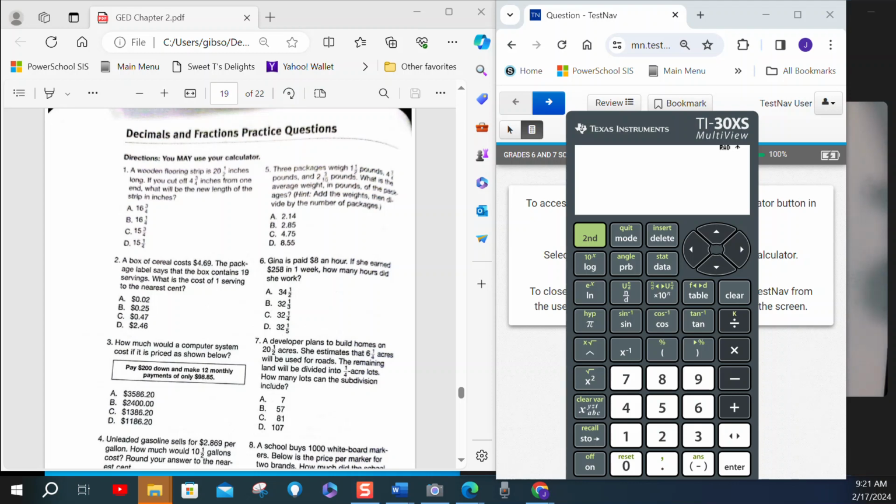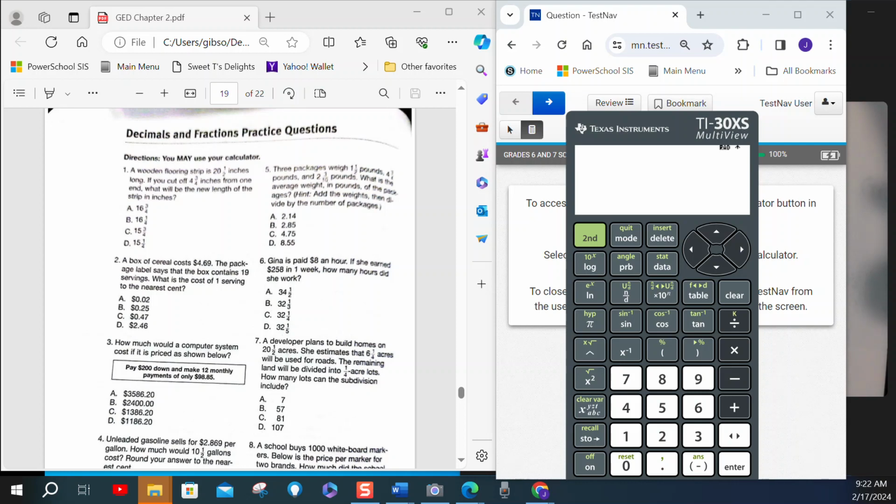Hello, class. This is the end of chapter 2, and this is the review portion of chapter 2. It tells us that we could use our calculator for the whole review. I did show you all how to do everything by hand. If you need to go back and get a refresher, you can. But for this lesson, since they say we could use the calculator, I'm going to use the calculator for the whole lesson. So let's get to it.